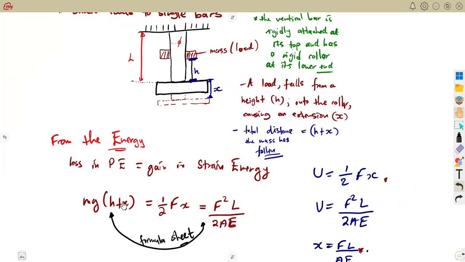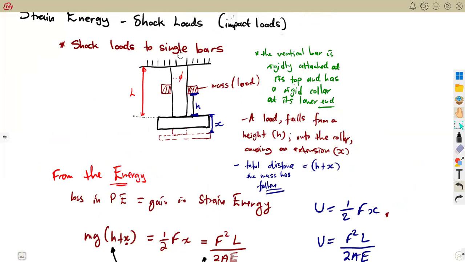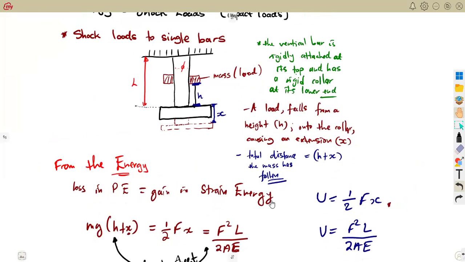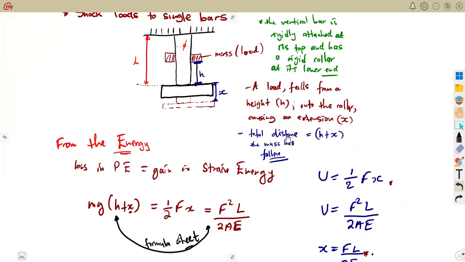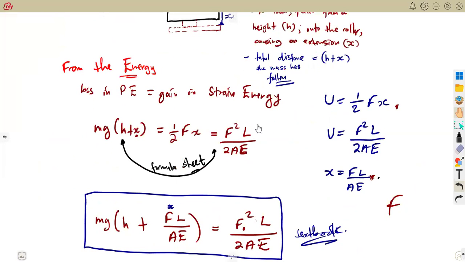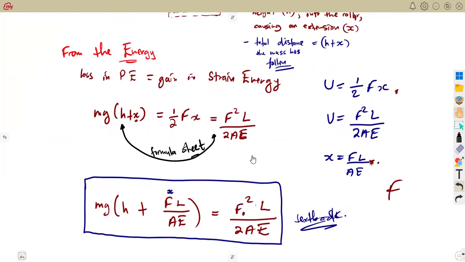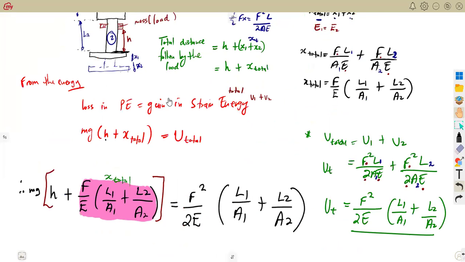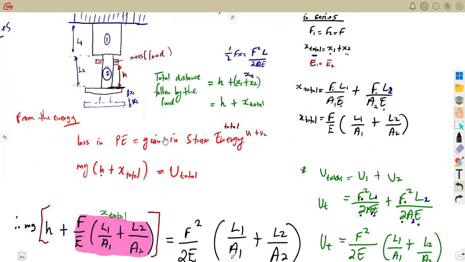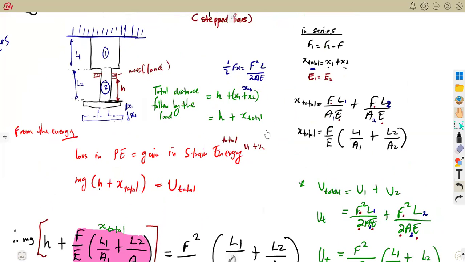We had only this. It was just X because it was just a single bar. This one, it was just a single bar. Now it's no longer a single bar. We have to make adjustments because they are now in series. What is it that you consider? Go about your series bars.